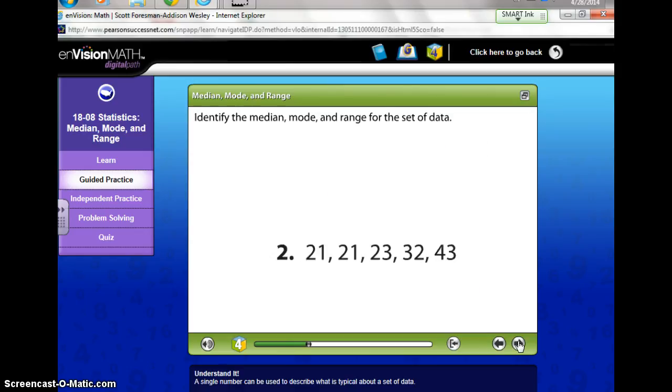This set of data is already put in order for you. There are 5 numbers for set data number 2. Please do the same, the mode, the median, and the range.